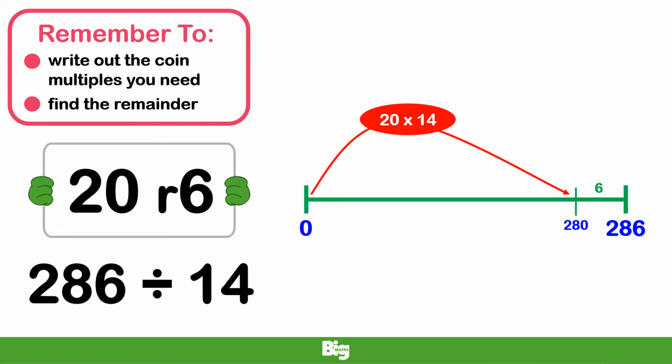So our answer here is 20 remainder 6, because 286 take away 280 is of course 6. And there's a wee diagram there to show you that we've done 20 times 14, which takes us up to 280, and that leaves us with 6 left over. So it's 20 remainder 6.